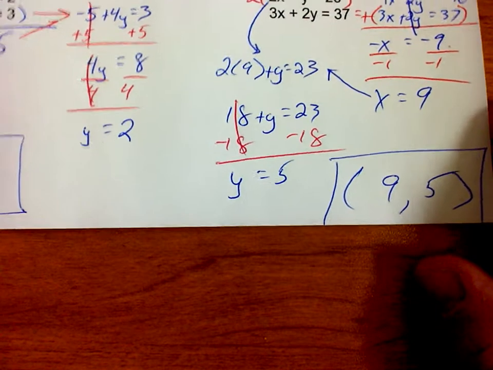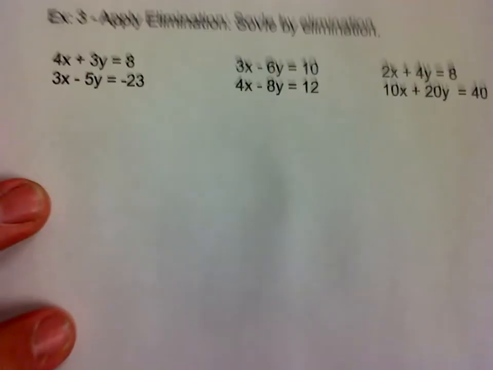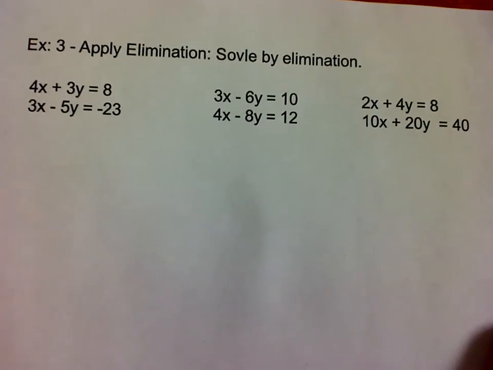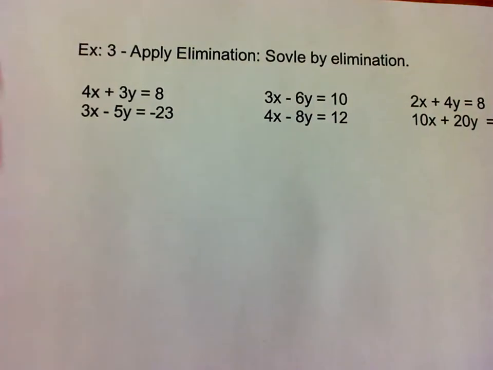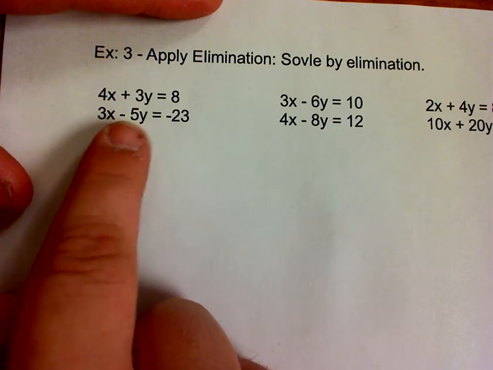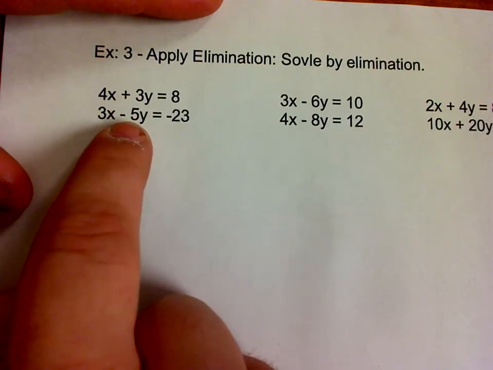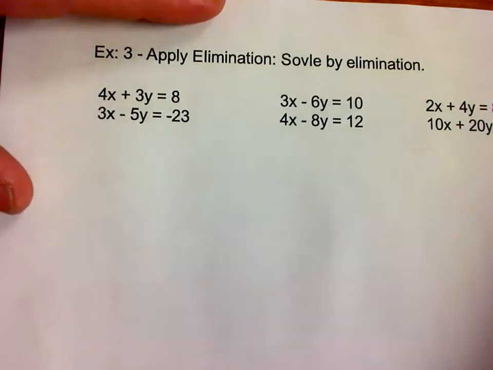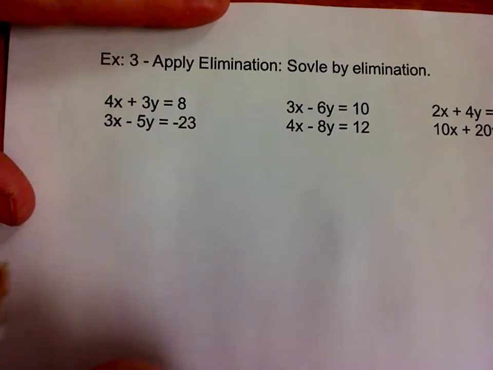All right, we do have 3 more here. You want to pause the screen and try these ones on your own, you can. All right. Once again, for these, what we want to do is we want to get opposite coefficients, okay? Now, some people tend to look, all right, I already have opposites here, so maybe that's going to be easiest. So maybe we eliminate the y's again.